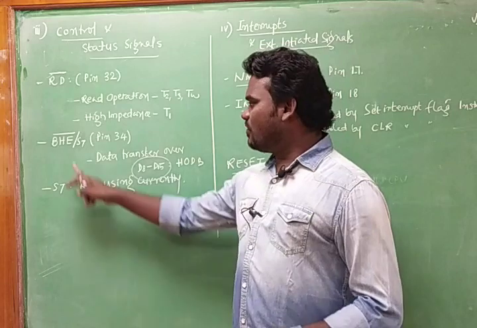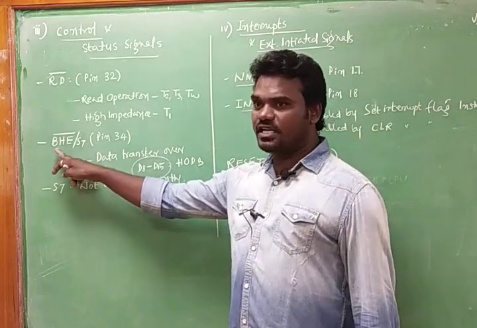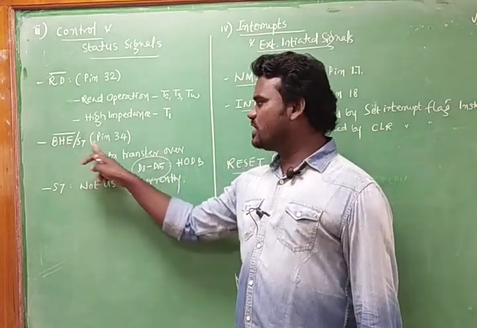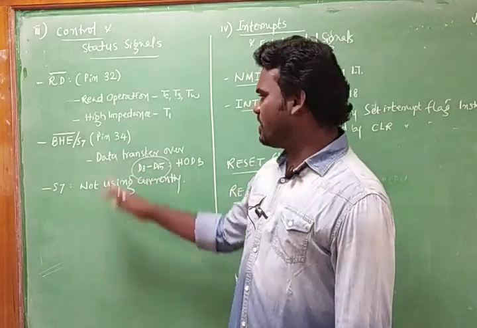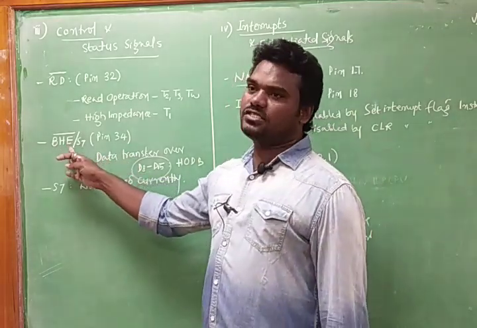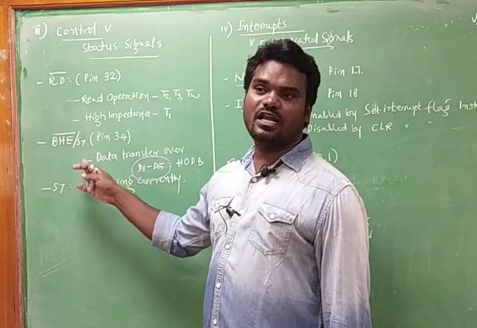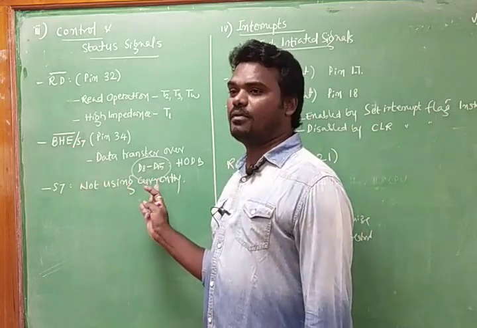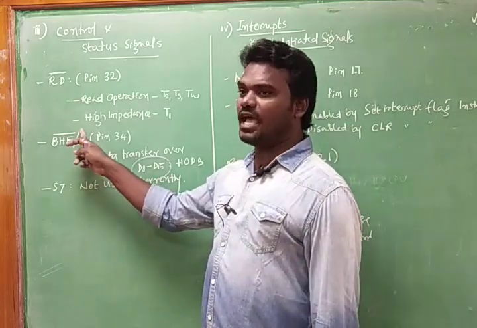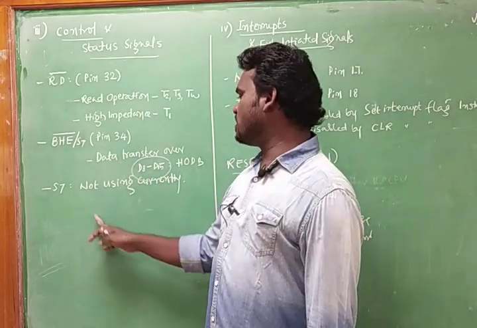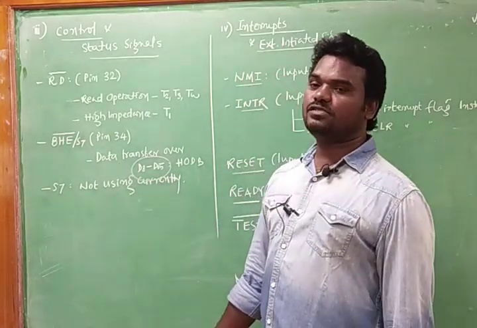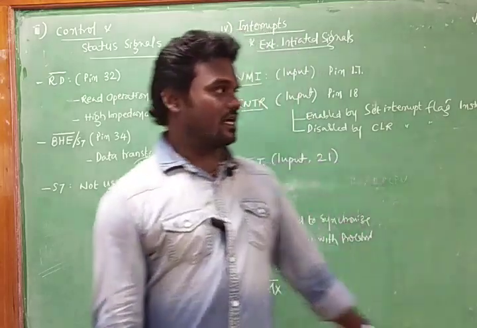And BHE is an active low input signal, pin number 34. Whenever it is logic 0, it transfers the data over the higher order data bus, and when it is an active high signal, that is logic 1, it does not. And we are not using this particular status signal, that is S7.